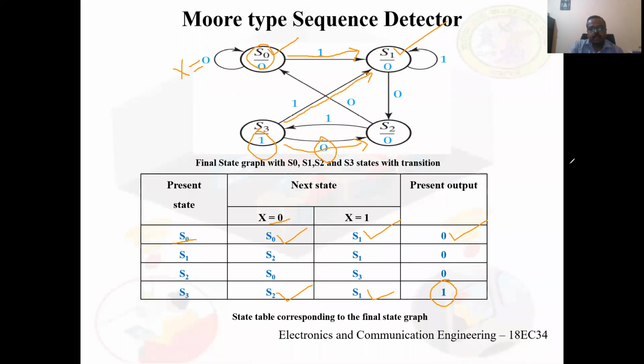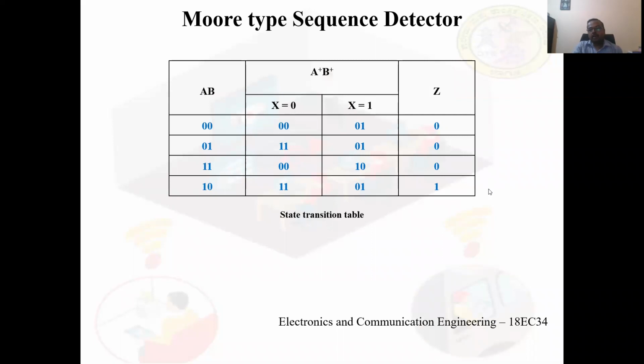Now once the state table is done, construct the transition table for this one. Since we have 4 states, we require 2 flip-flops, which are designated as A and B. We have A plus and B plus, so we have S0, S1, S2, and S3. By looking at the state table, we can easily come up with a state transition table. S0 is replaced with 0, 0, S1 is replaced with 0, 1, S2 is replaced with 1, 1, and S3 is replaced with 1, 0. You get the state transition table.